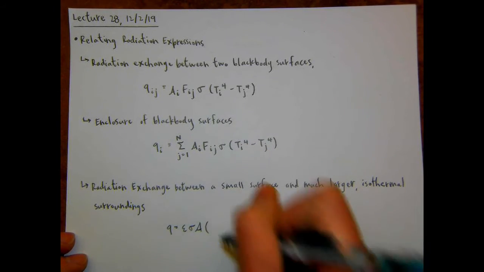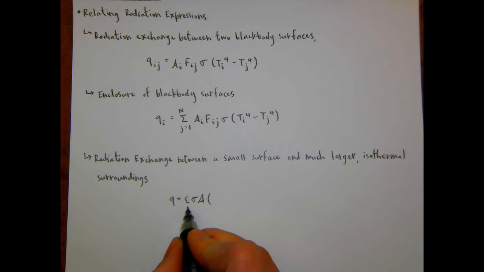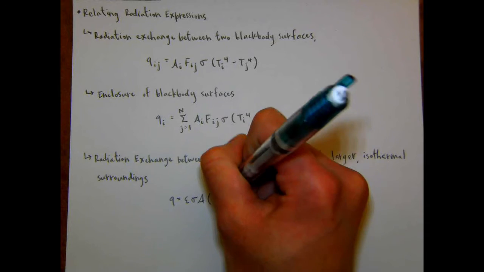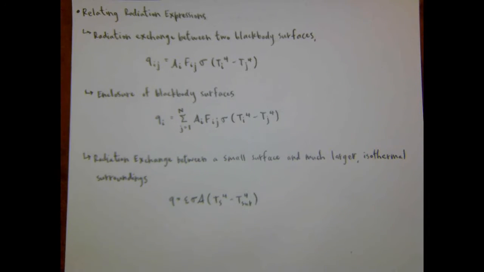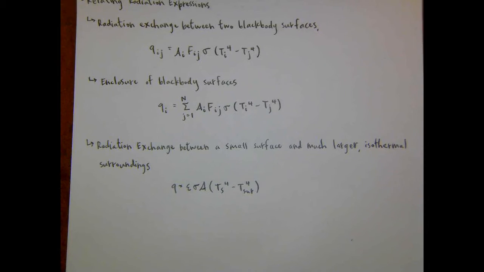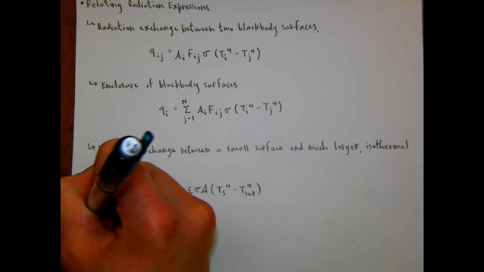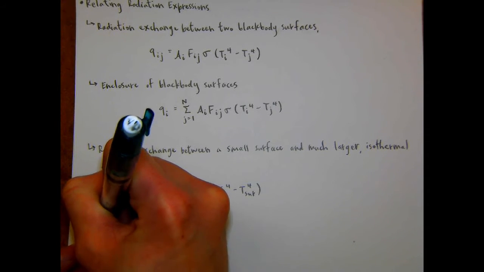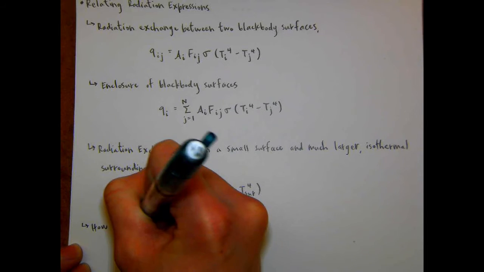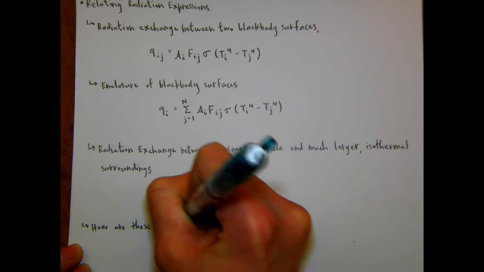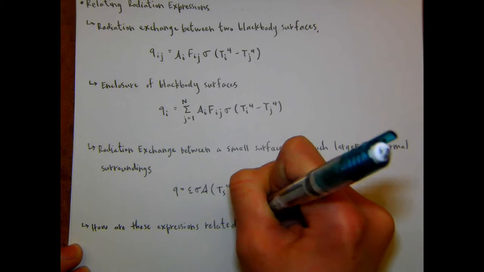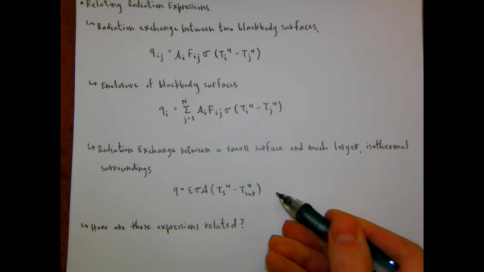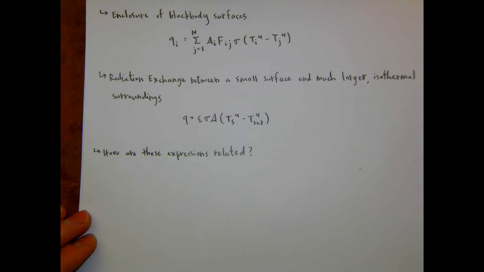So that was epsilon sigma A, so emissivity, Stefan-Boltzmann constant, times the area of the surface, times the temperature of the surface raised to the fourth minus the temperature of the surroundings raised to the fourth. So we're going to talk about how these expressions are related, and what assumptions go into developing this expression down here. So we need to introduce several more concepts before we can circle back to this.